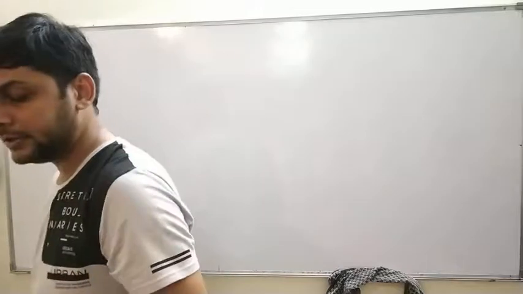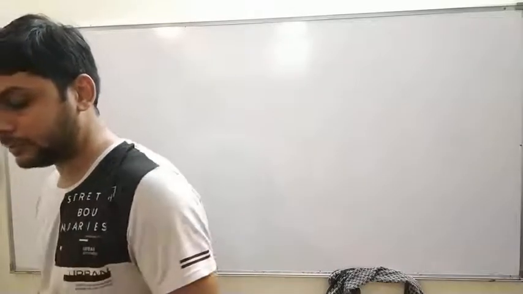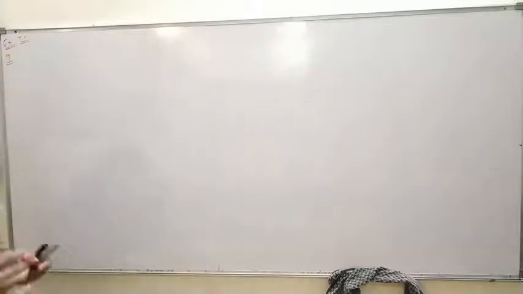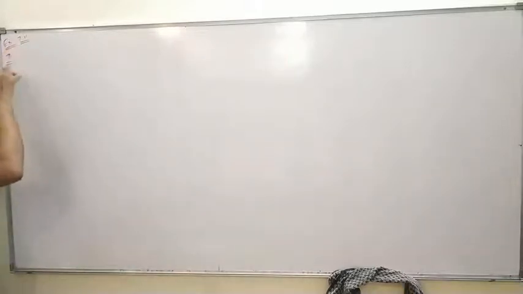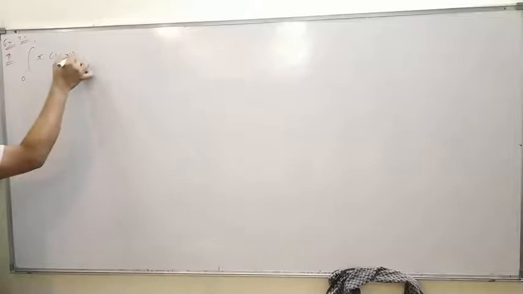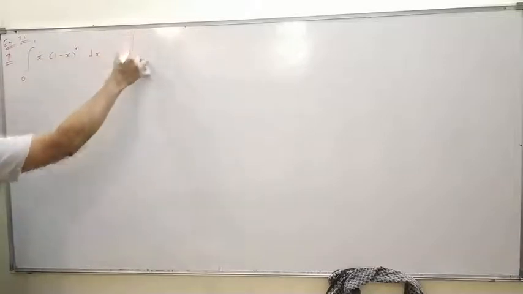In the last lecture, we did questions 1 to 6 from exercise 7.11. Today we start with question number 7: integration from 0 to 1 of x into (1 minus x) raised to n dx.